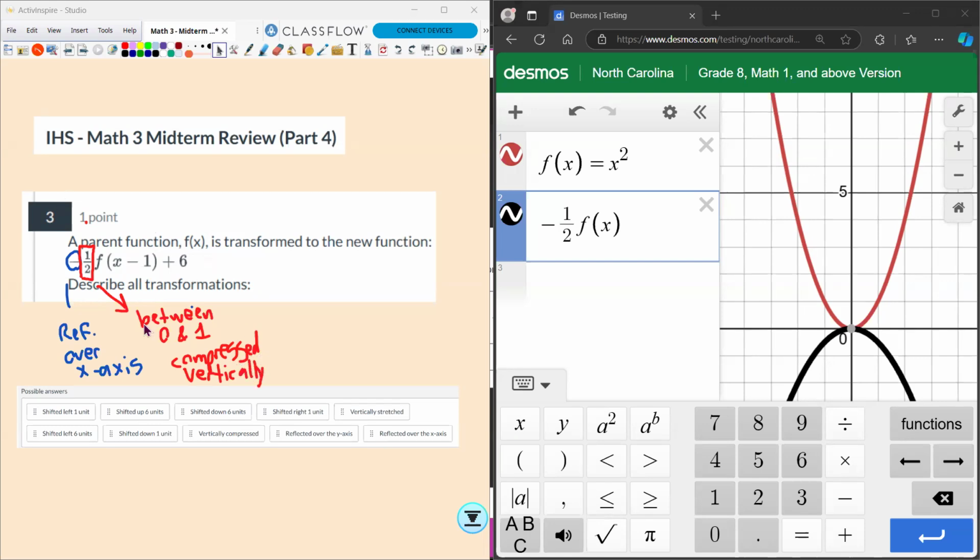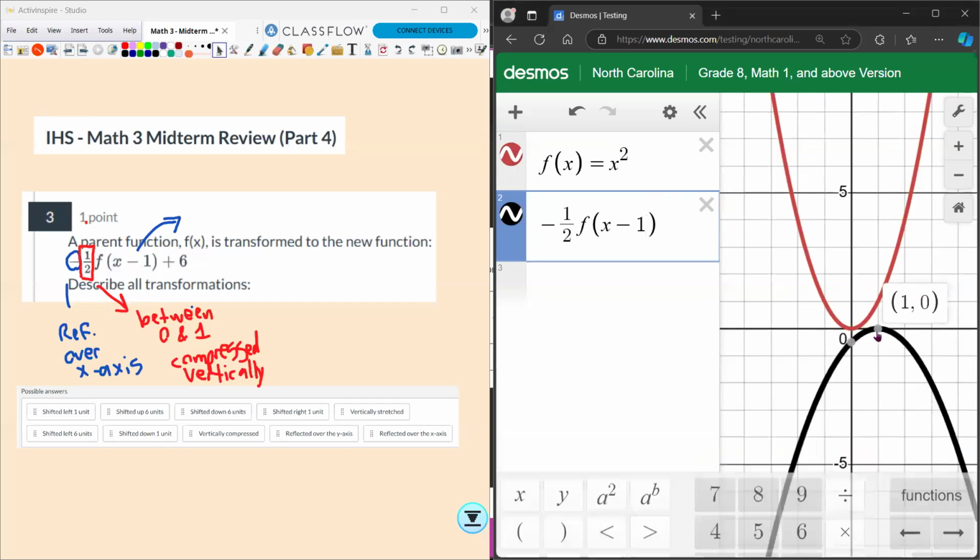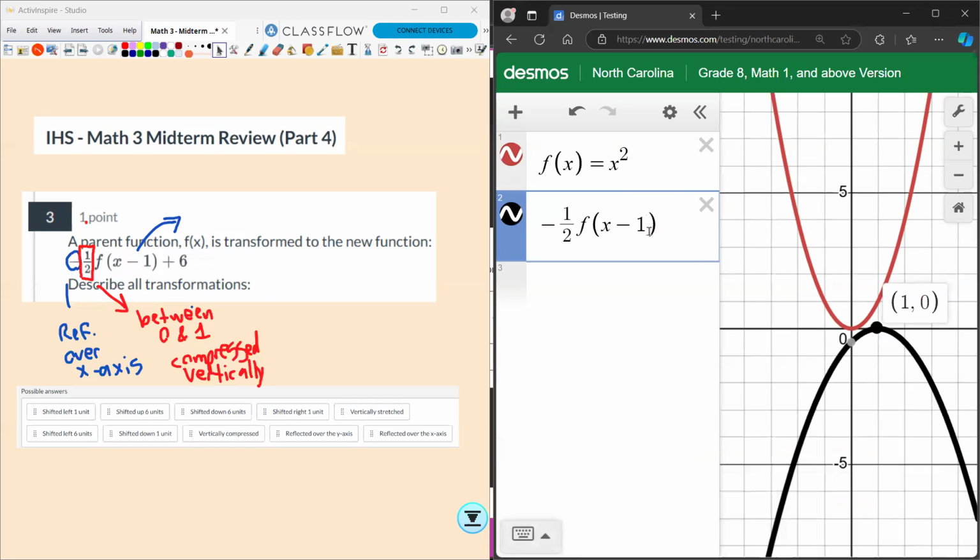Then the -1 on the inside, that's going to take it either right or left. So if I have a -1 here, remember that's going to be the opposite of what the x-axis is. So if I do a -1, that's going to take it right, exactly 1 unit, that same number that's inside the parentheses. So that's going to be right 1. And then finally, we have this +6 on the outside, and that affects up and down. So it's actually going to be up 6, and we'll verify that in our graph.